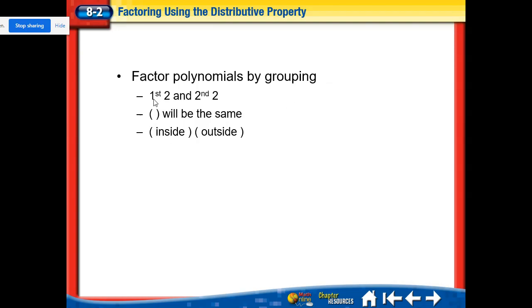So what we're going to do is we're going to do the first 2 and the second 2. Then we're going to check to make sure the parentheses are the same. And then we're going to do our parentheses, the inside and the outside, for our answer. So let me show you what I mean. Here's an example.